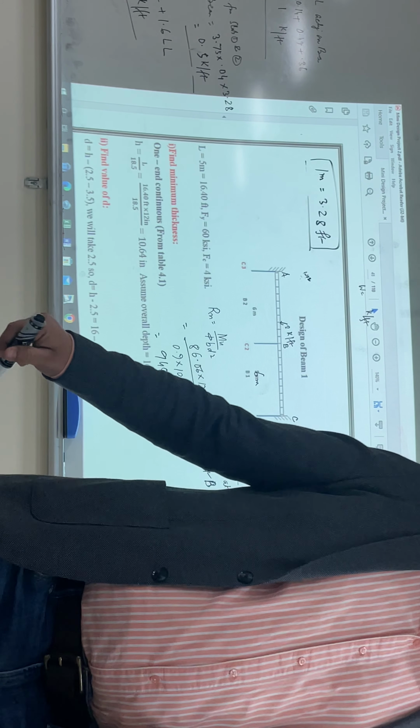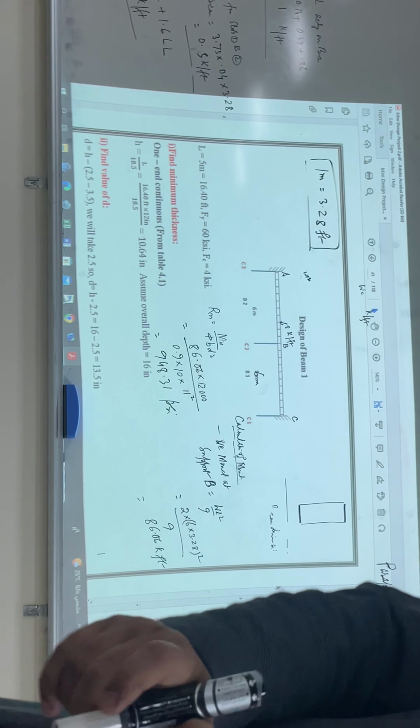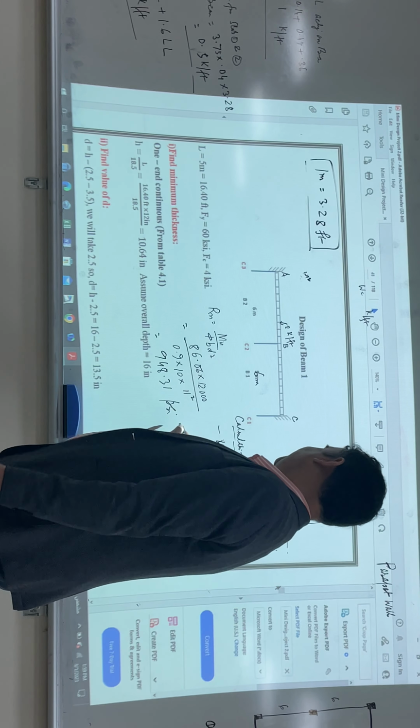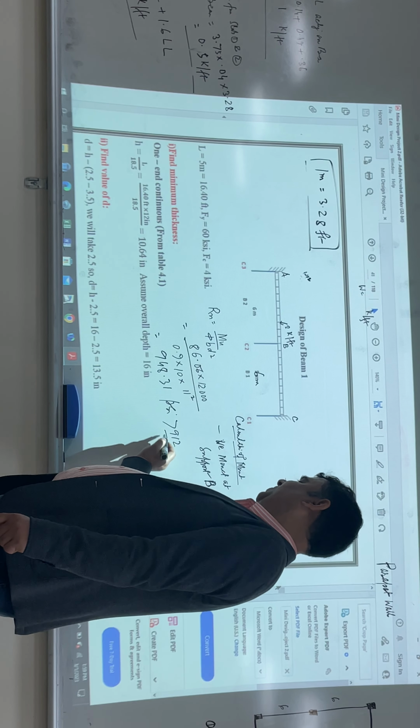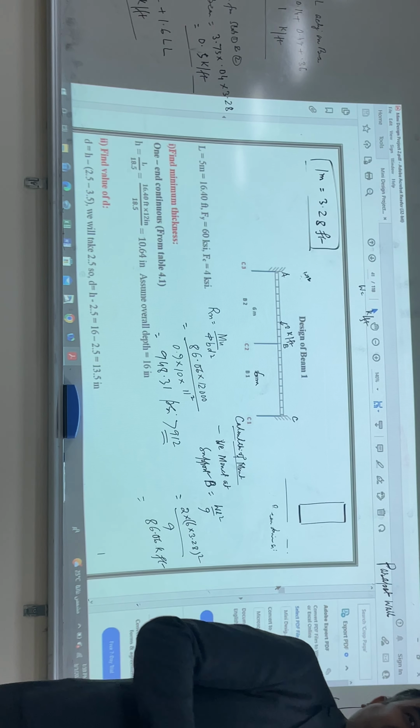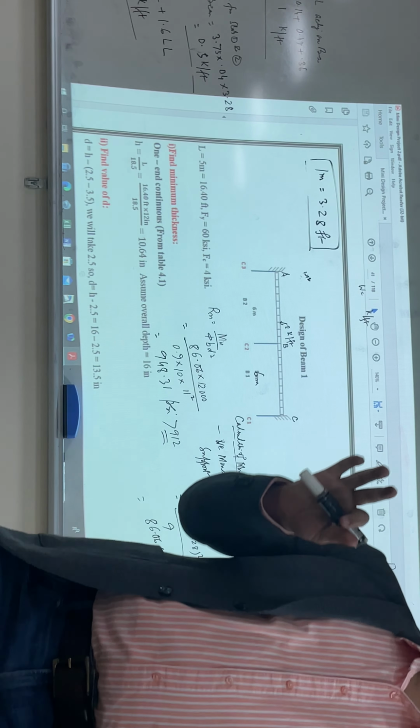Go to the table. What is the purpose here? See, it is more than the maximum. So this means either you can design as a doubly reinforced beam or you can increase your cross section. I am not going to design it now, but if you design it as doubly reinforced, that is good. You can design.